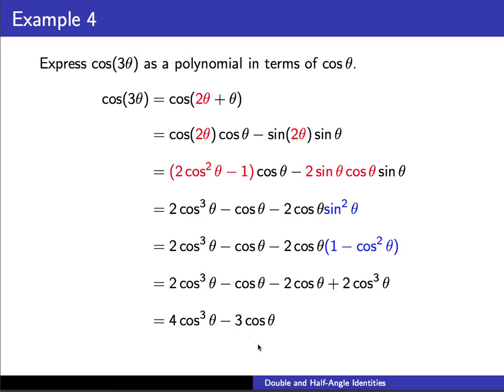So our final answer, as far as now we have an identity for cosine of 3 theta in terms of nothing but cosine, is 4 cosine cubed theta minus 3 cosine theta. So if we needed to use this, we can just substitute our values in here and simplify.